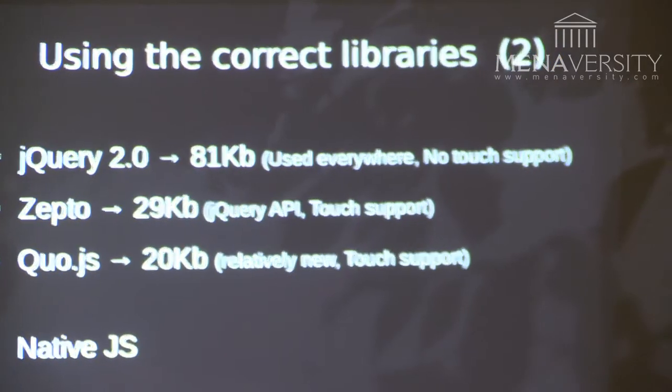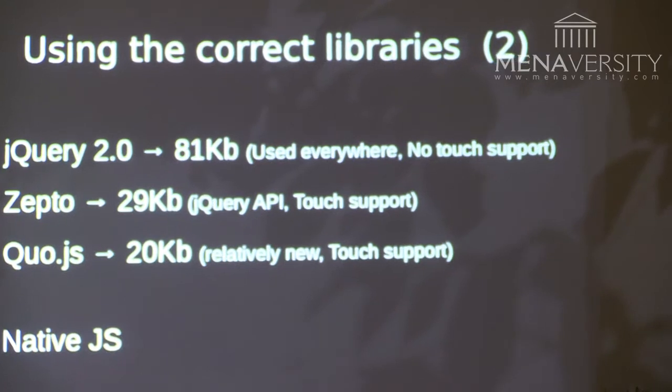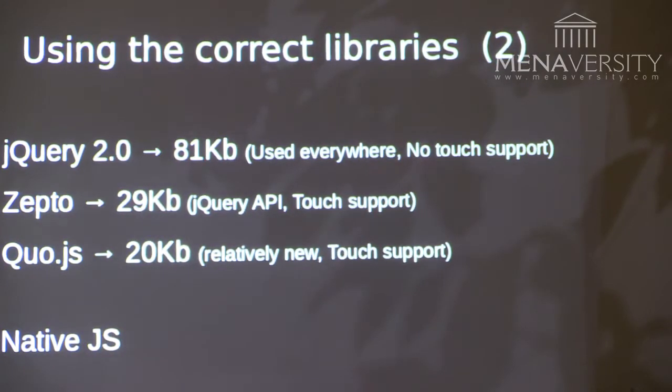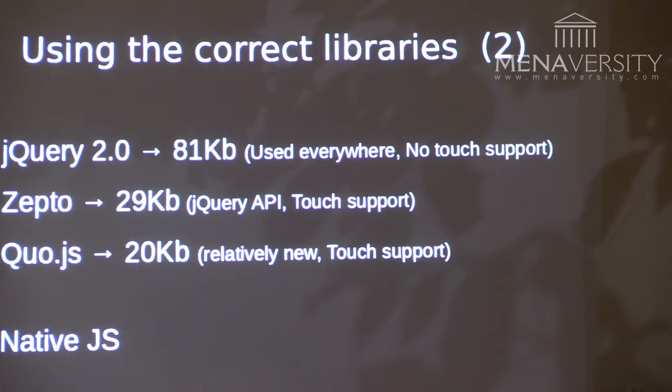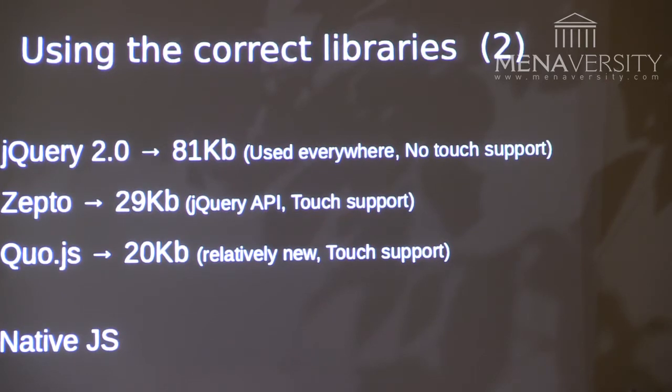jQuery 2.0 was built with desktop requirements. Thus its huge size. We have a lightweight alternative, which is Zepto.js, which weighs around 29 kilobytes. It delivers the same jQuery API, and it does have touch support. So we can clearly see that Zepto is a very good lightweight alternative to jQuery when we want to use it for mobile applications. And we also have the relatively new JavaScript frameworks such as Code.js. It weighs around 20 kilobytes, and it does have touch support.